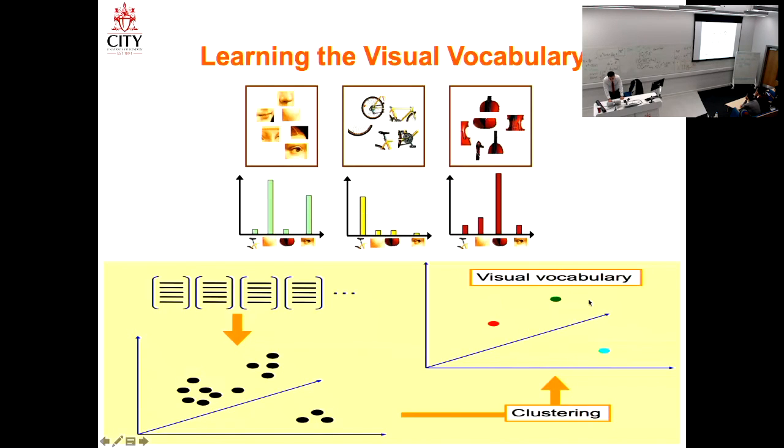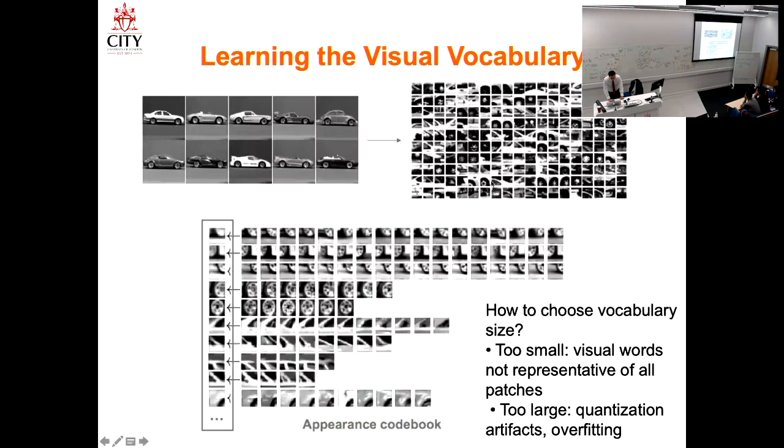So what I need is to learn a visual vocabulary. But the problem is how to choose the vocabulary size. How big should my dictionary be? How many features should I encode? 1 million, 100? That's a big question. If it is too small, my visual words are not representative of all patches. And if it is too large, you get quantization artifacts, overfitting, things like that.